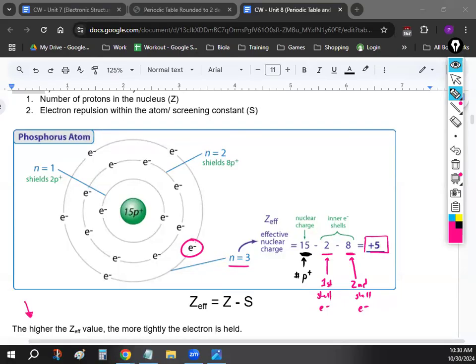The bigger the Zeff value, the more tightly the electron is held.